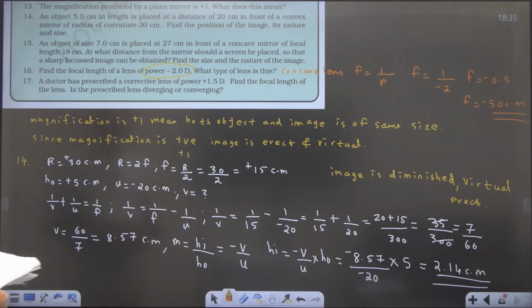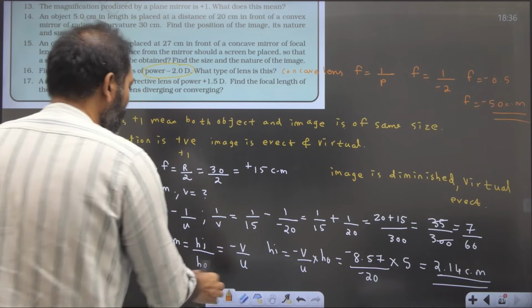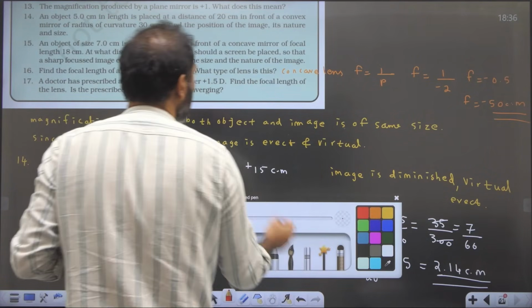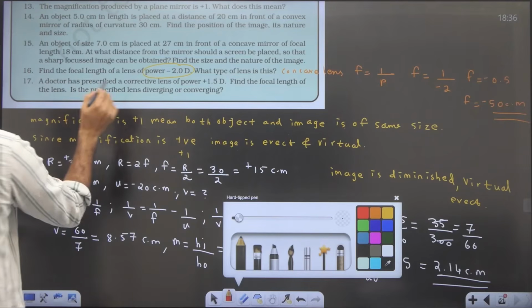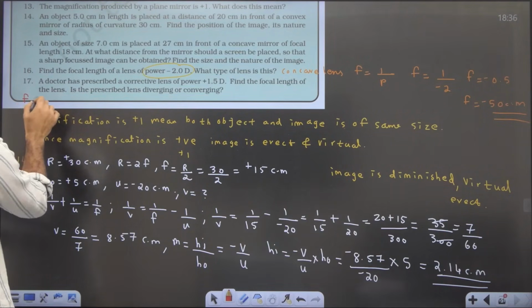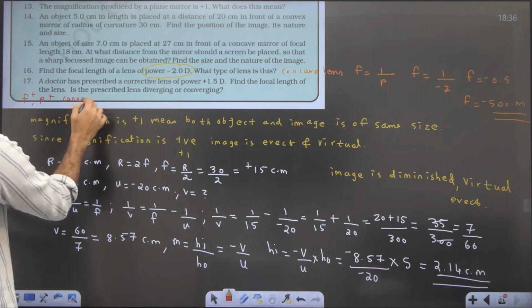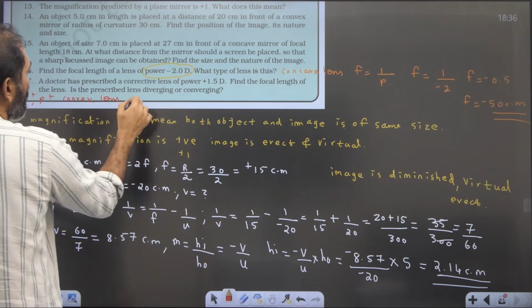Next, a doctor has prescribed a corrective lens of power 1.5 D. Find the focal length of the lens. Is the prescribed lens diverging or converging? Power is positive, focal length is positive, so both positive means it is a convex lens. Convex lens is a converging lens.